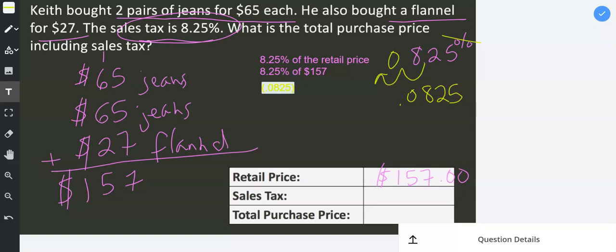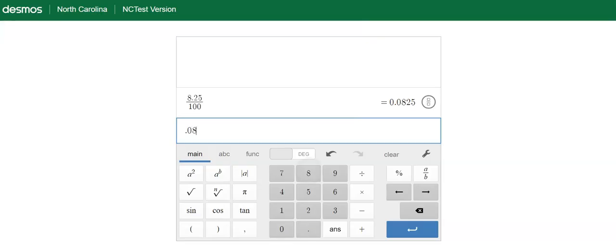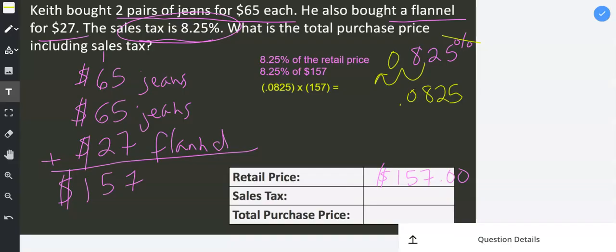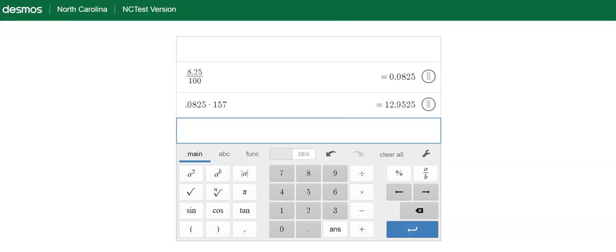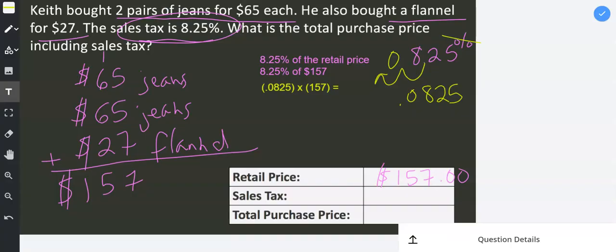0.0825, and instead of "of," we write multiplication. Of means multiplication in math. Then we multiply that by the $157, and that will give us the sales tax. So I'm going to go back to the calculator. 0.0825 times, I think it was $157. Let me check. Yes. And we get 12.9525.